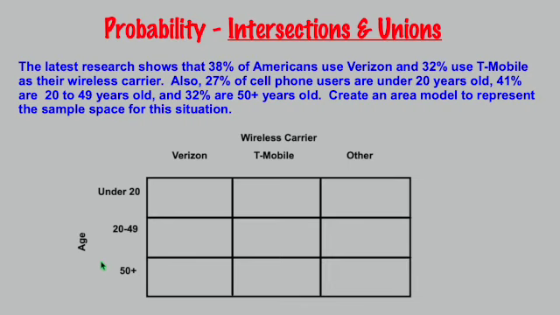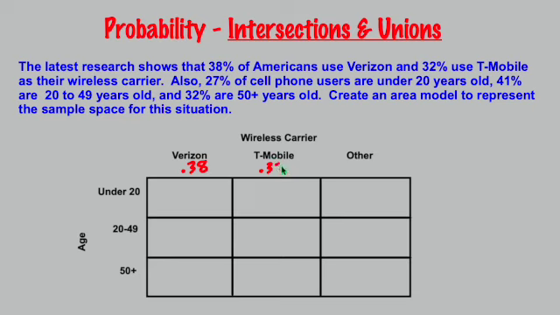Before we even look at the idea of intersections and unions here in probability, we need to build out an area model. So in this question, 38% of Americans use Verizon and 32% use T-Mobile. So I'm going to write those percentages right over here: 38% for Verizon and 32% for T-Mobile.